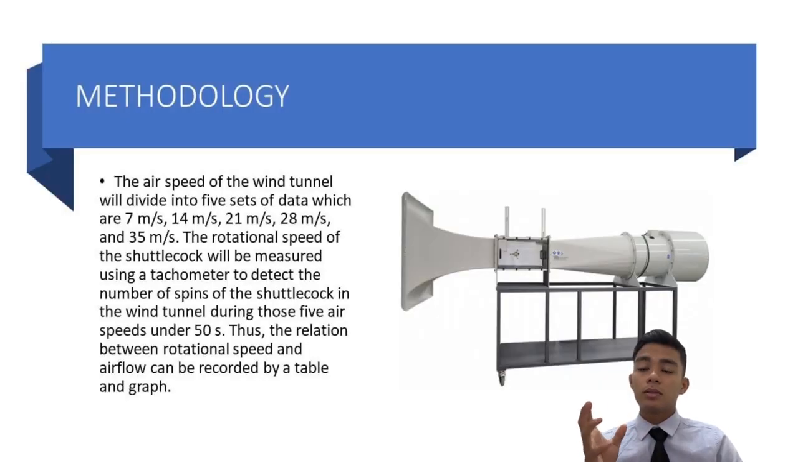For the methodology, the speed of the wind tunnel we divide into 5 sets of data, which are 7 meter per second, 14 meter per second, 21 meter per second, 28 meter per second, and 35 meter per second. The rotational speed of the shuttlecock will be measured using a tachometer to detect the number of spins of the shuttlecock in the wind tunnel during those 5 airspeeds, each for 50 seconds. Thus, the relation between rotational speed and airflow can be recorded by a table and a graph.